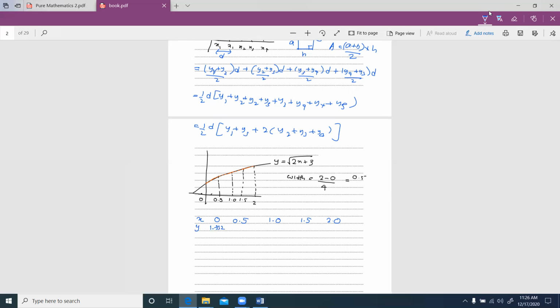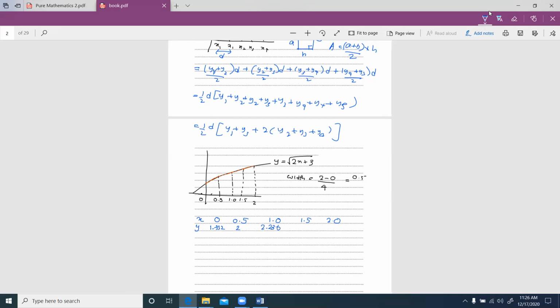If you substitute 0.5, 2 into 0.5 is 1, 1 plus 3 is 4, and the square root of 4 is 2. If I substitute 1 here, 2 into 1 is 2, 2 plus 3 is 5, square root of 5, 2.236.